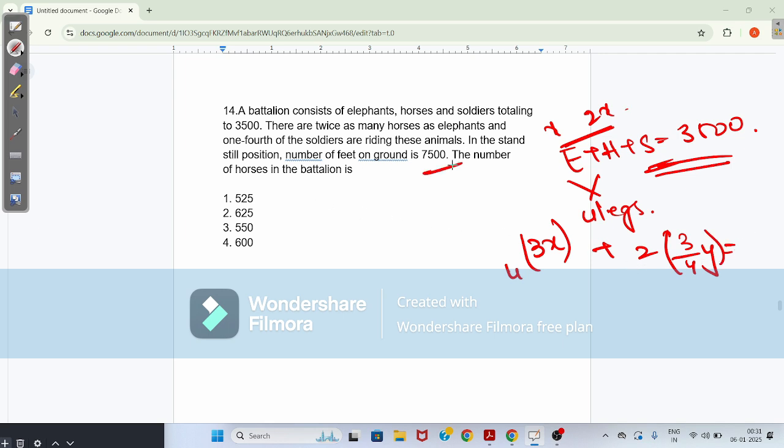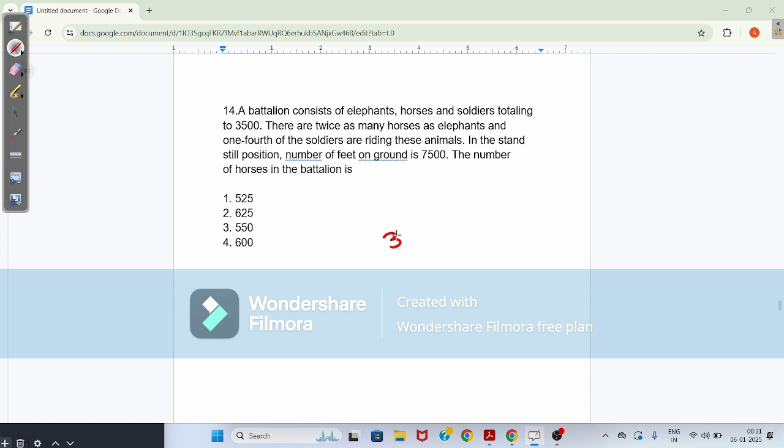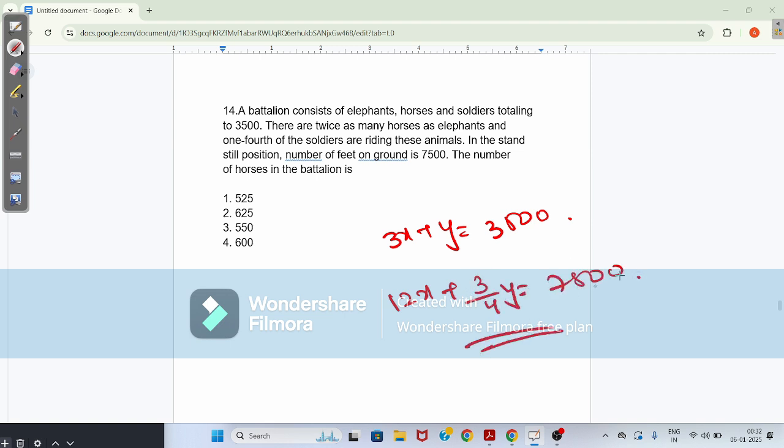The total legs give 7500. And for the total number, 3x plus y gives 3500. Now calculate these two equations: 3x plus y is equal to 3500, and 12x plus 3 by 4 into y gives 7500. When you calculate these, the value of x will become 300. And how many soldiers are there? It is 2x, the number of soldiers.